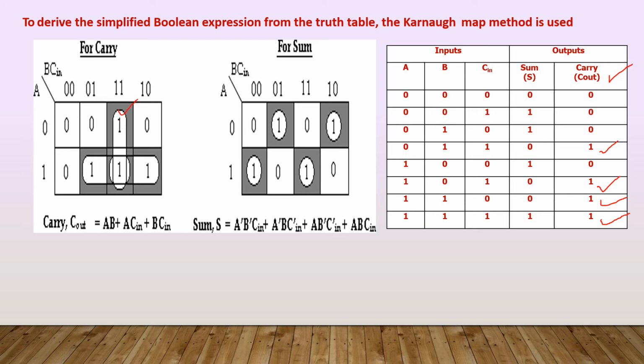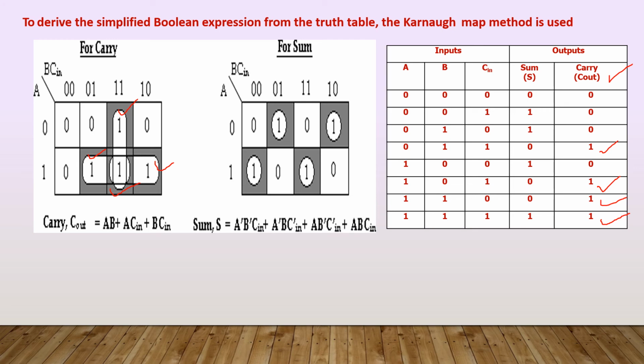Again, carry is equal to 1 for the combination 1, 0, 1. Where is that 1, 0, 1? This square can be represented as 1. Again, carry is equal to 1 for the combination 1, 1, 0. So 1, 1, 0, this one. And finally, carry is equal to 1 for the combination of all ones, 1, 1, 1. So this one. Now we can group these ones.